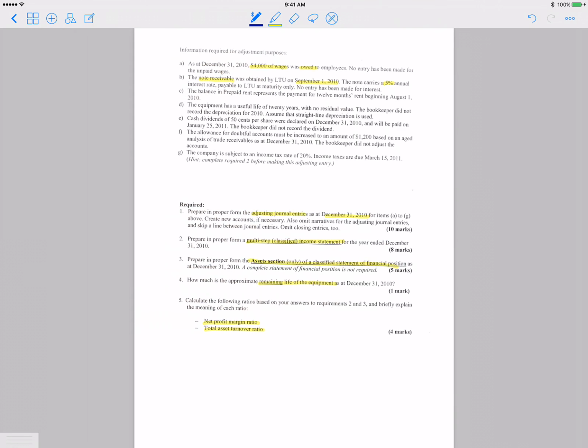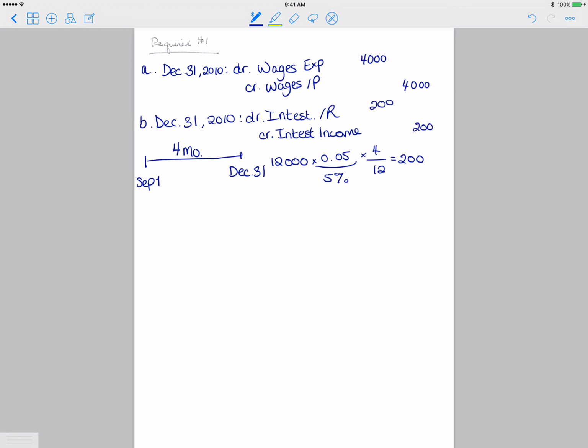Now, let's move on to part C. The balance in the prepaid rent represents payment for 12 months beginning August. So we have prepaid rent, and it's at August 1st. So now we've used a certain amount. So again, this is our adjusting journal entry.